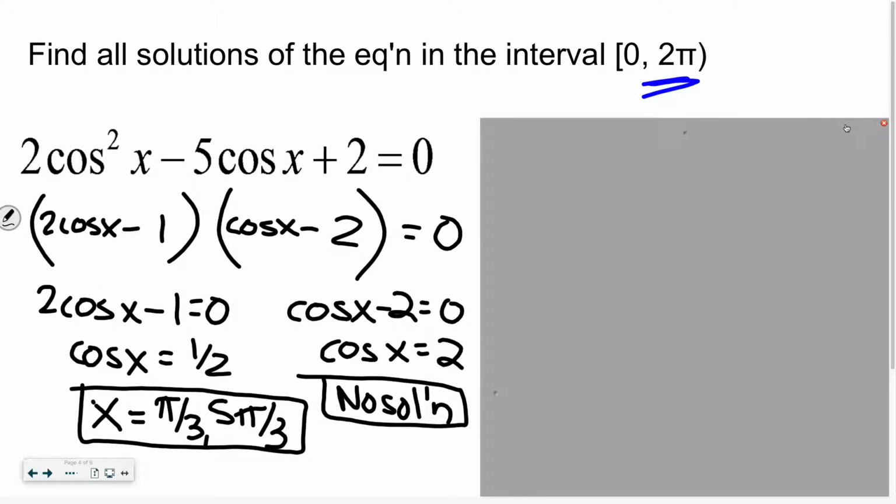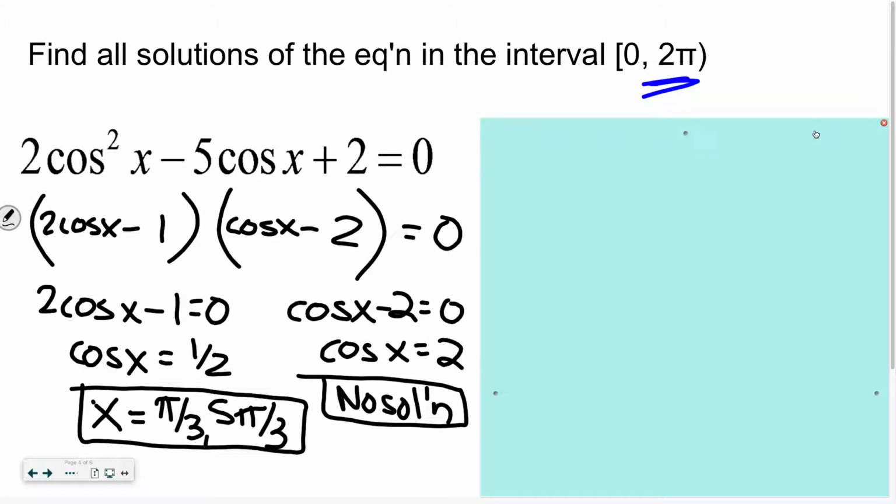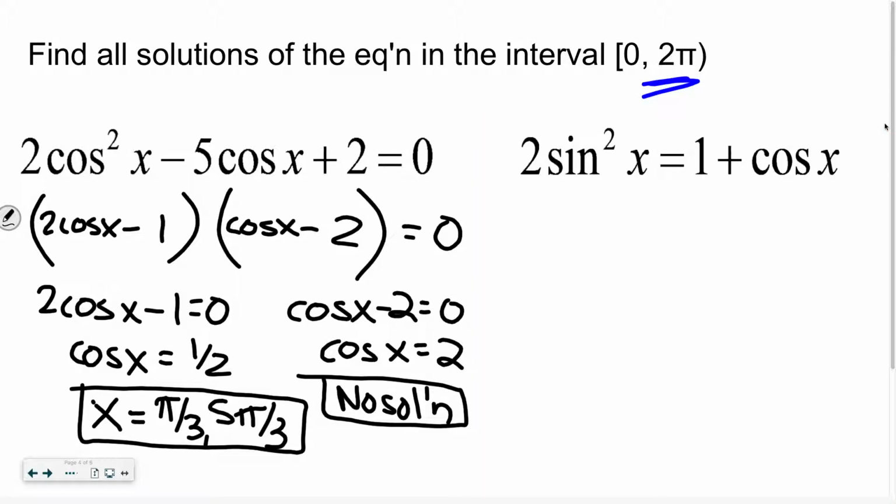Okay. Now, I'm going to have you brainstorm with your pods for my next equation. What might you be able to do to solve 2 sine squared x equals 1 plus cosine x?